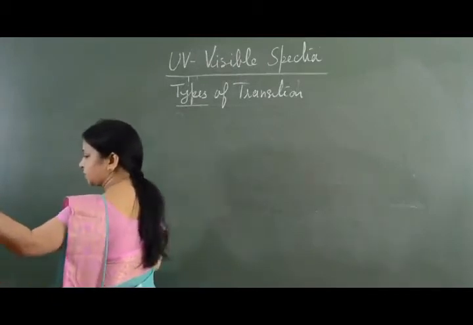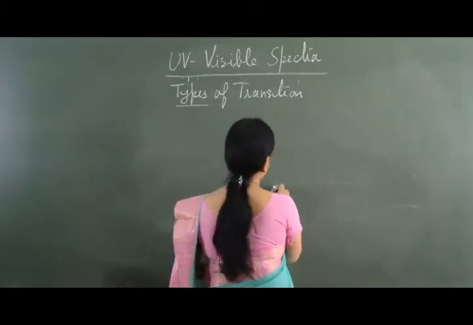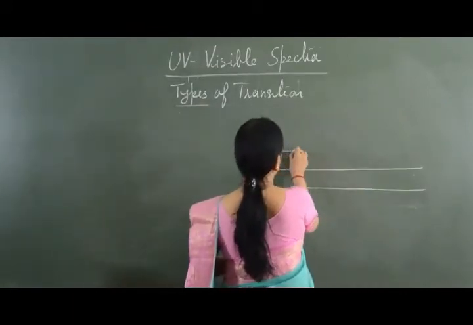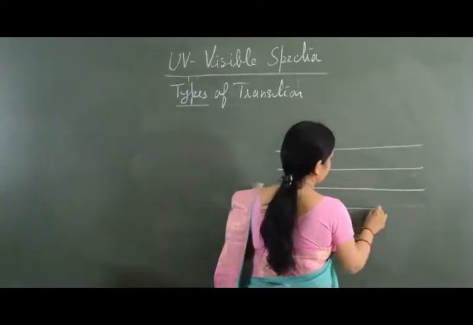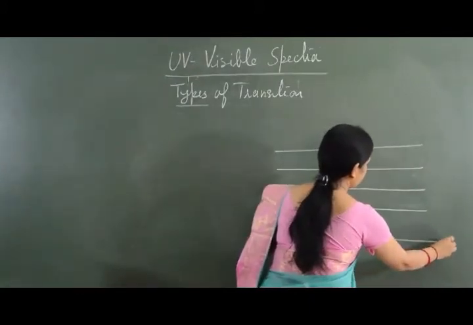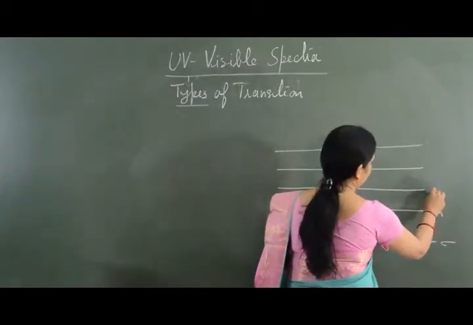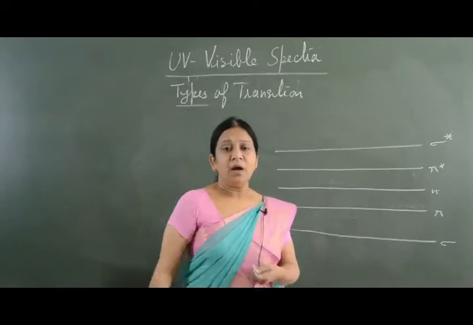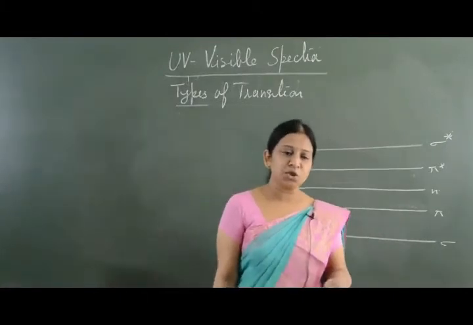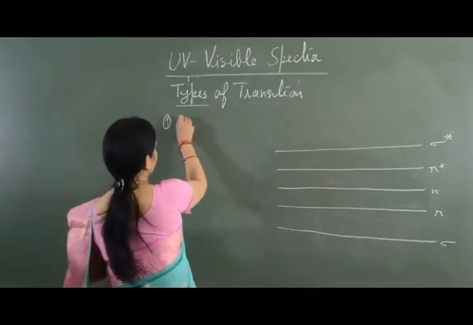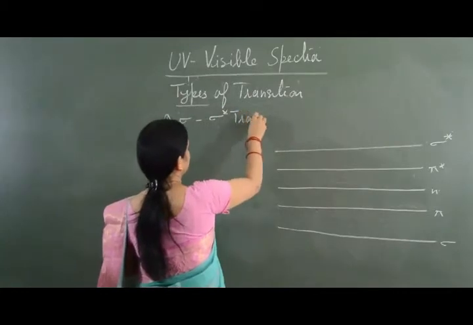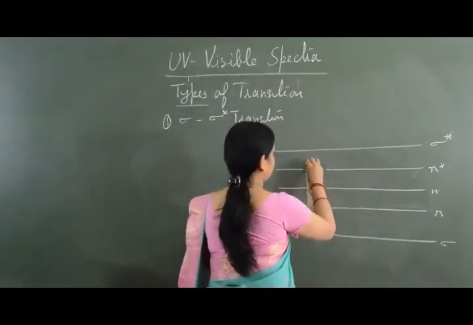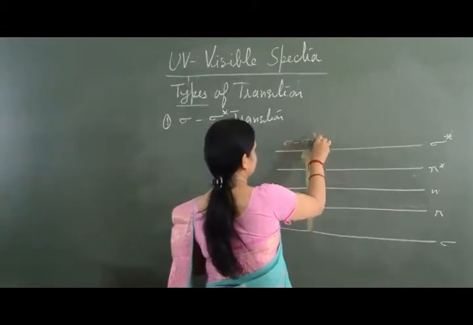So if we draw the transitions, these are energy levels which I am drawing. So this is sigma, pi, n, pi star, sigma star. With these three types of electrons, we have got 4 types of transitions which can take place. The first transition is from sigma to sigma star. So this is the first transition which is going to take place, sigma to sigma star.